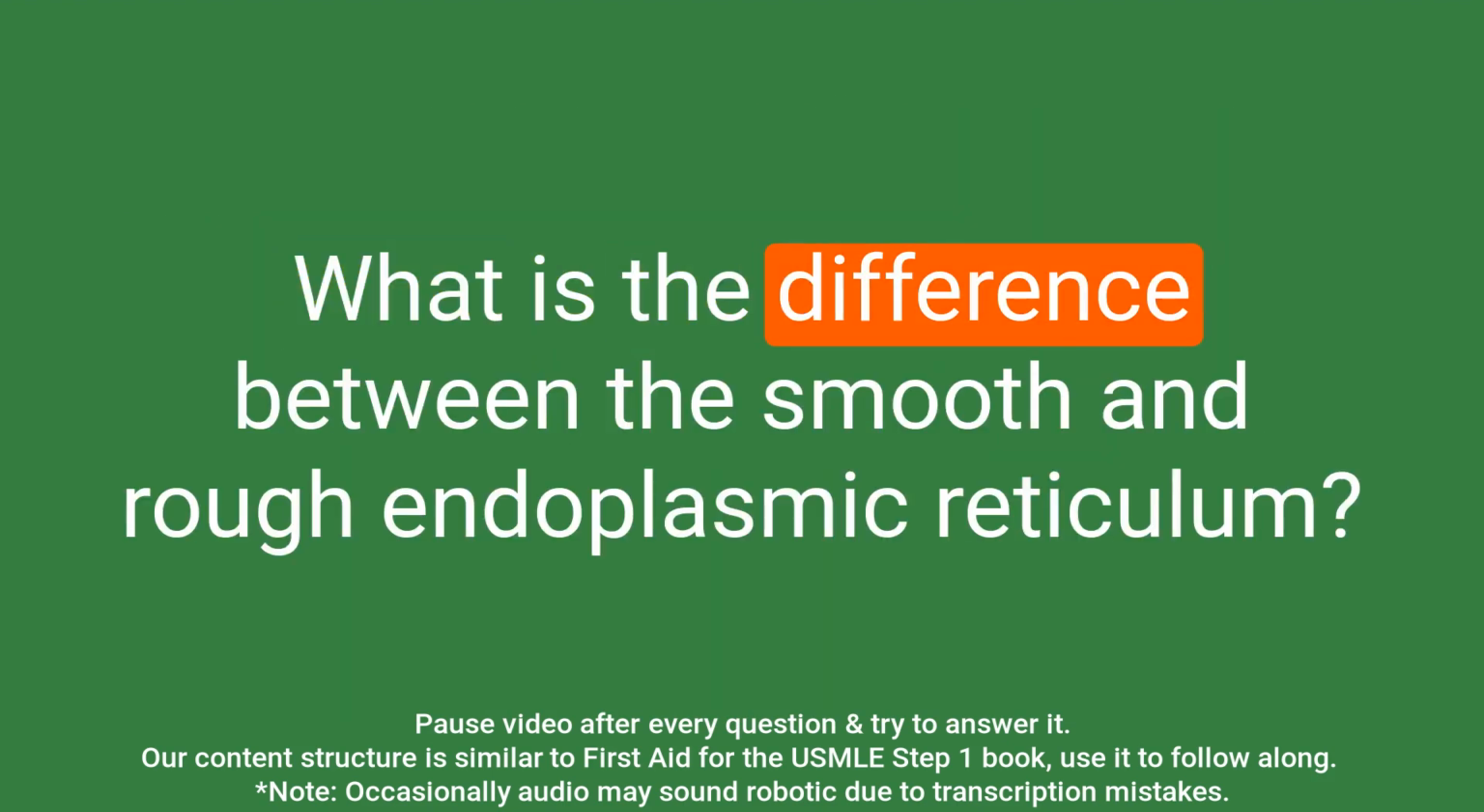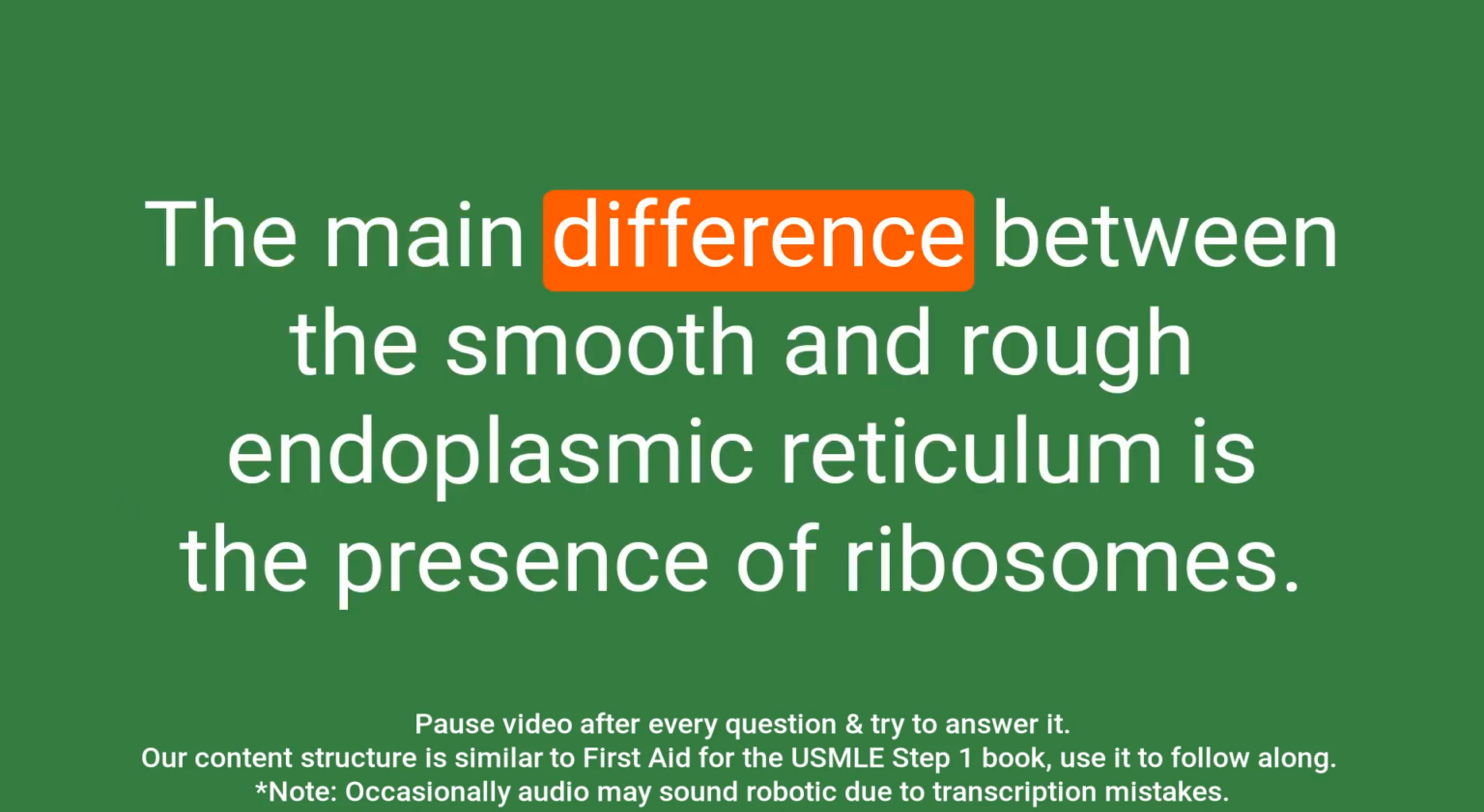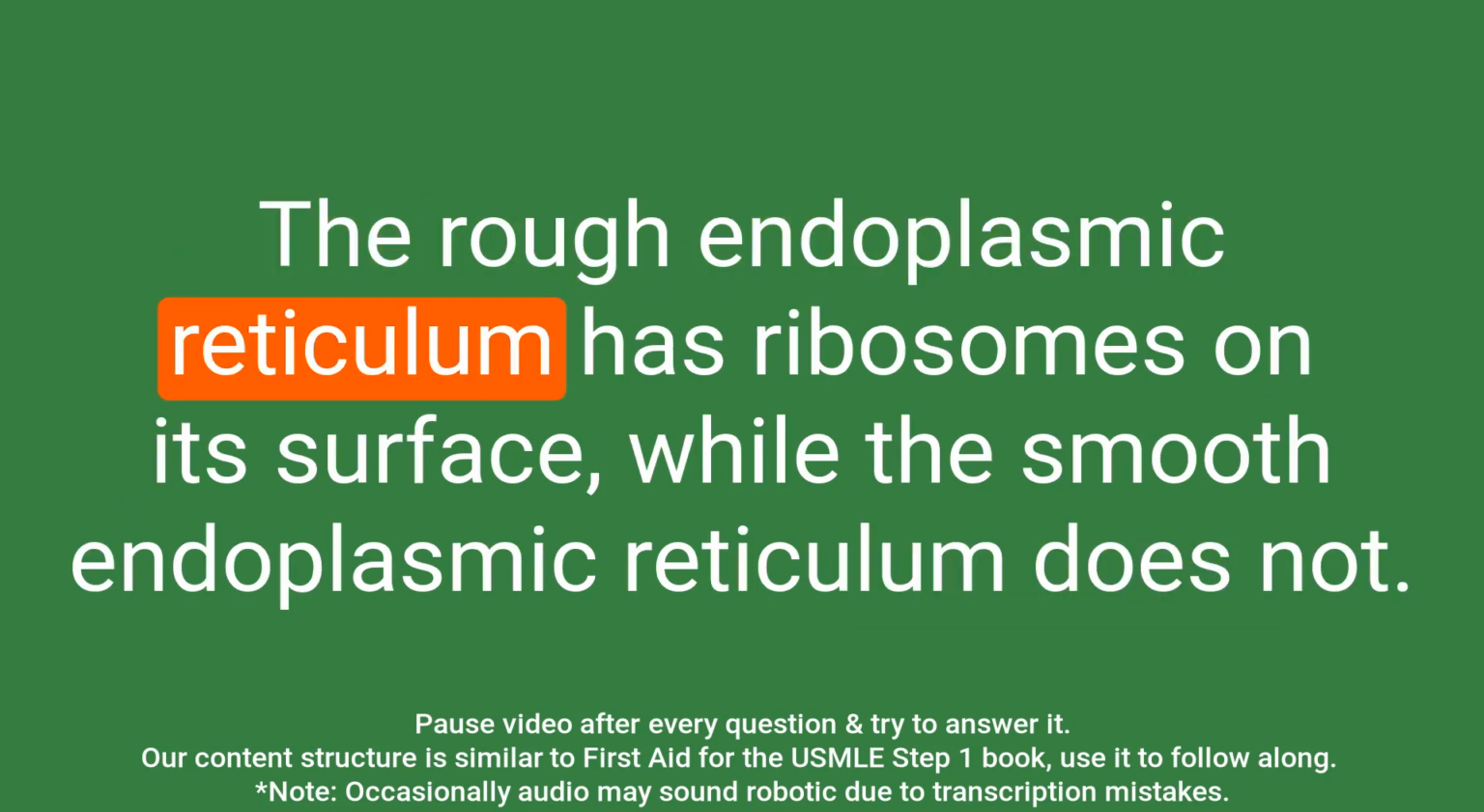Question: What is the difference between the smooth and rough endoplasmic reticulum? Answer: The main difference between the smooth and rough endoplasmic reticulum is the presence of ribosomes. The rough endoplasmic reticulum has ribosomes on its surface, while the smooth endoplasmic reticulum does not.